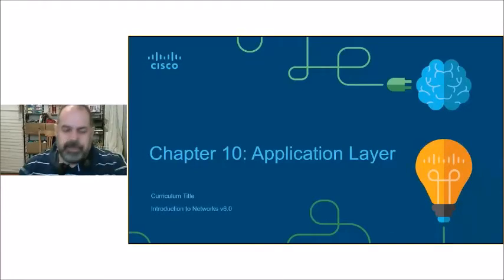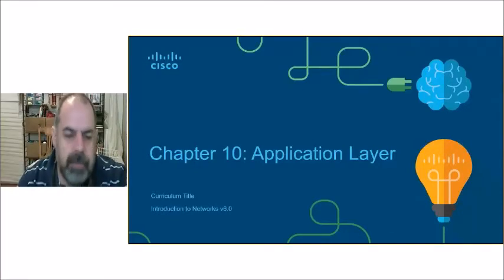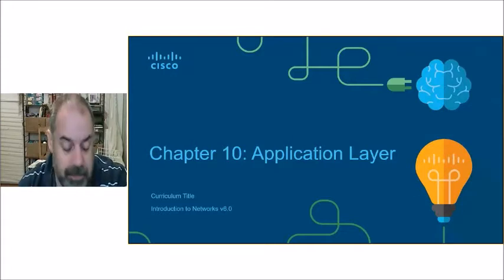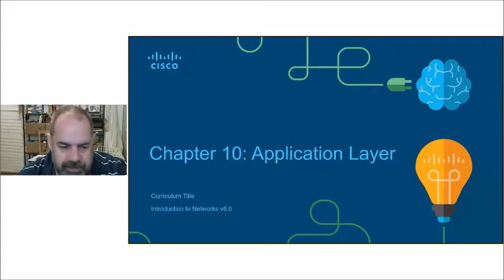Okay, so we're up to chapter 10 of Introduction to Networks, which of course is the application layer, the last one in that series. And then, as I said, there's chapter 11, which is an overview plus adding security.